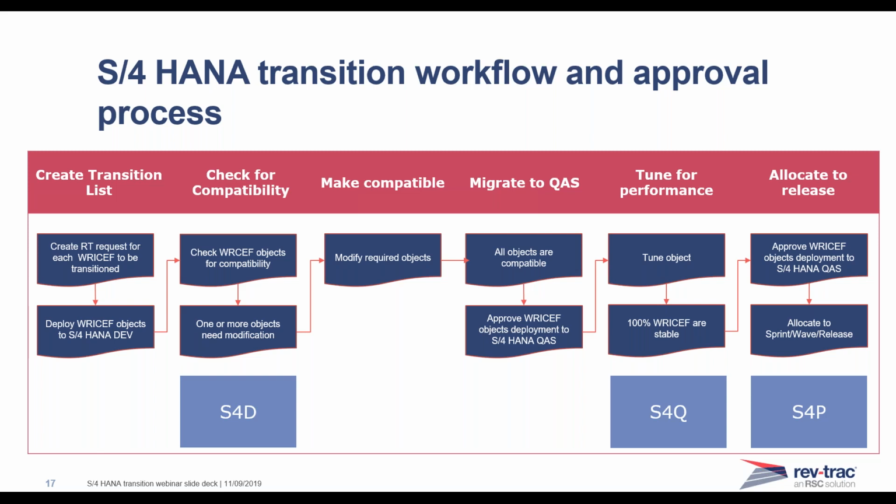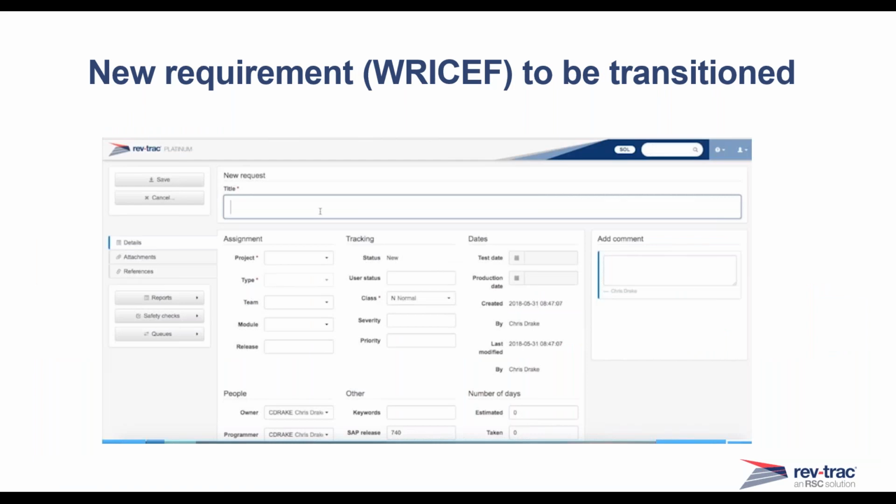That whole RICEF will then be approved for deployment to the S/4HANA QA system, for example. Then they'll go through a tuning process. It will be tested as tuned. That will be approved, and then those RICEFs can be allocated to a sprint, to a release or to a wave, and then approved for deployment to the pre-production system or to the production system, whatever method you're going to use to build your S/4HANA system ready for productive use. So here's an example of a Rev-Trac request.